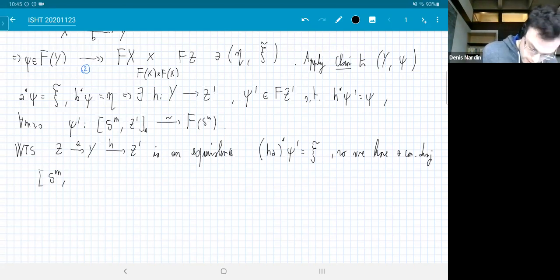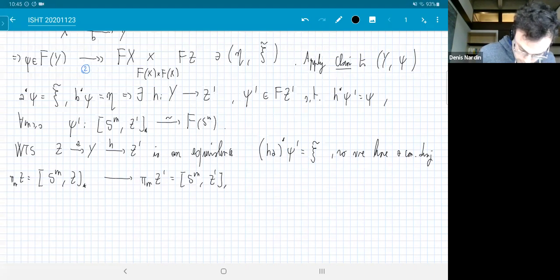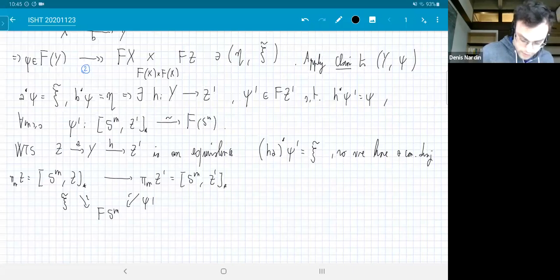Maps from Sn to Z, and that's pi n of Z going to pi n of Z prime, which is maps from Sn to Z prime. This map is psi tilde going to F of Sn. This is psi prime, and these are equivalences. So this is an equivalence.